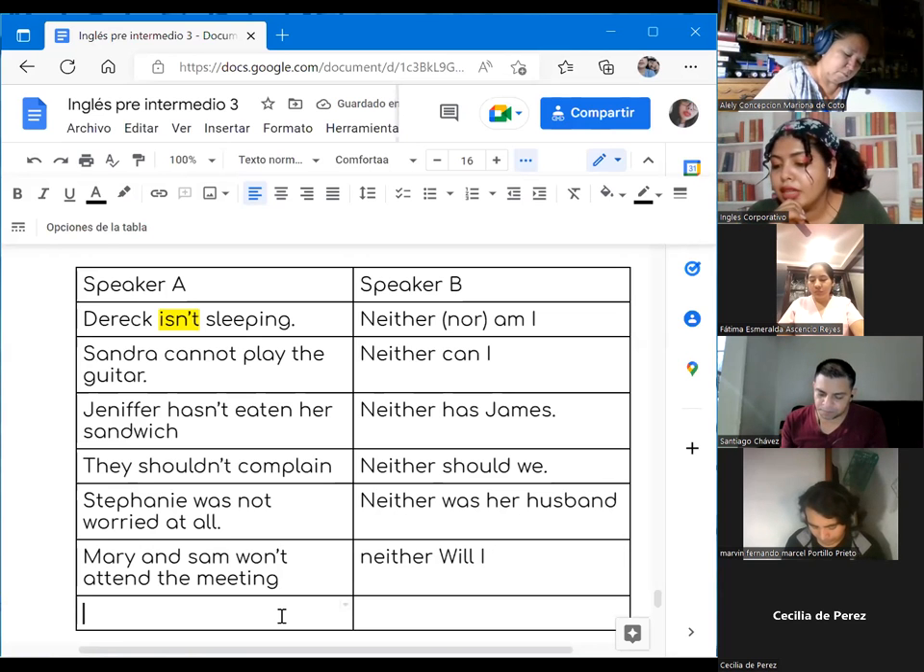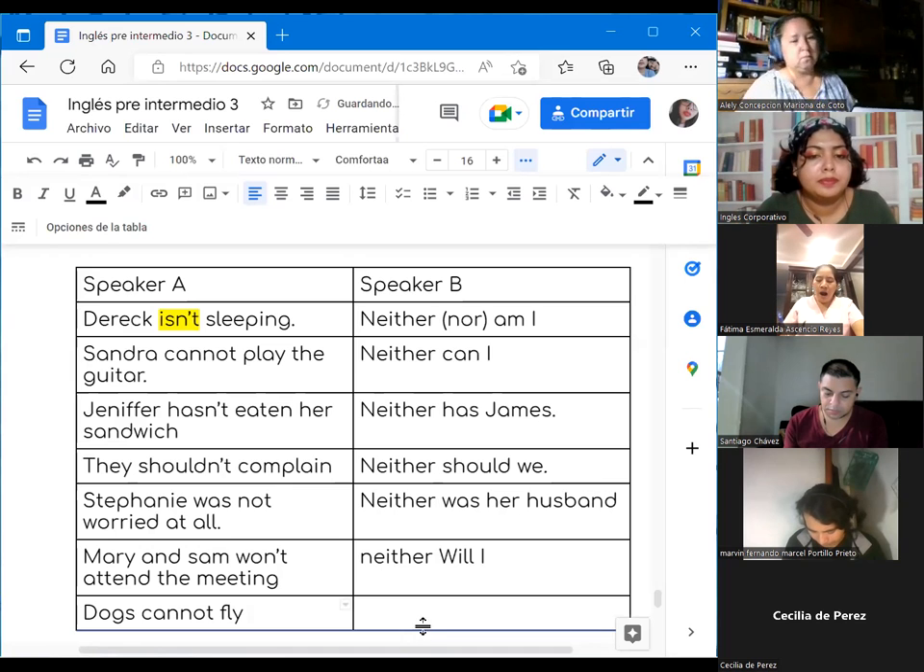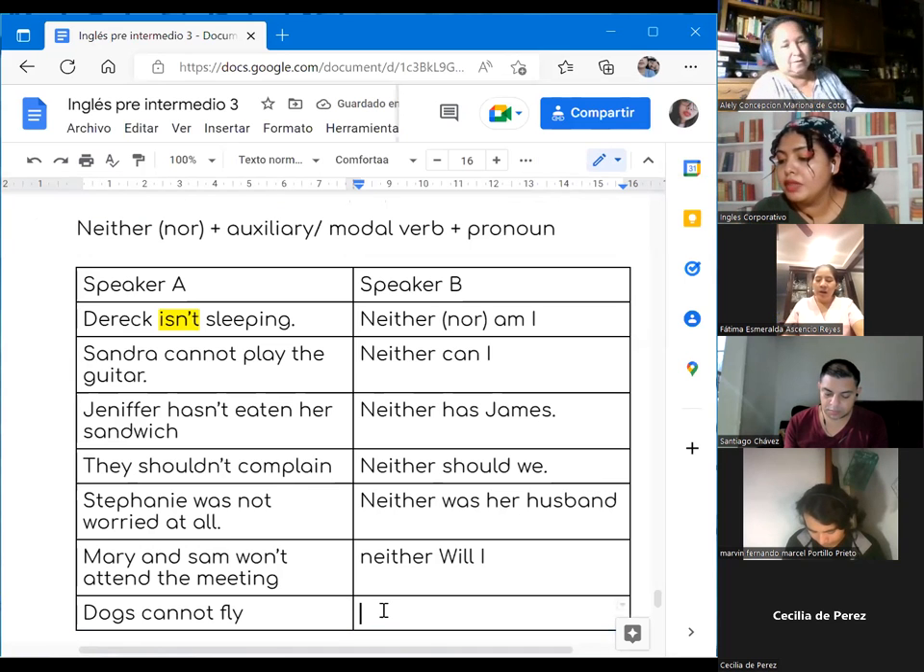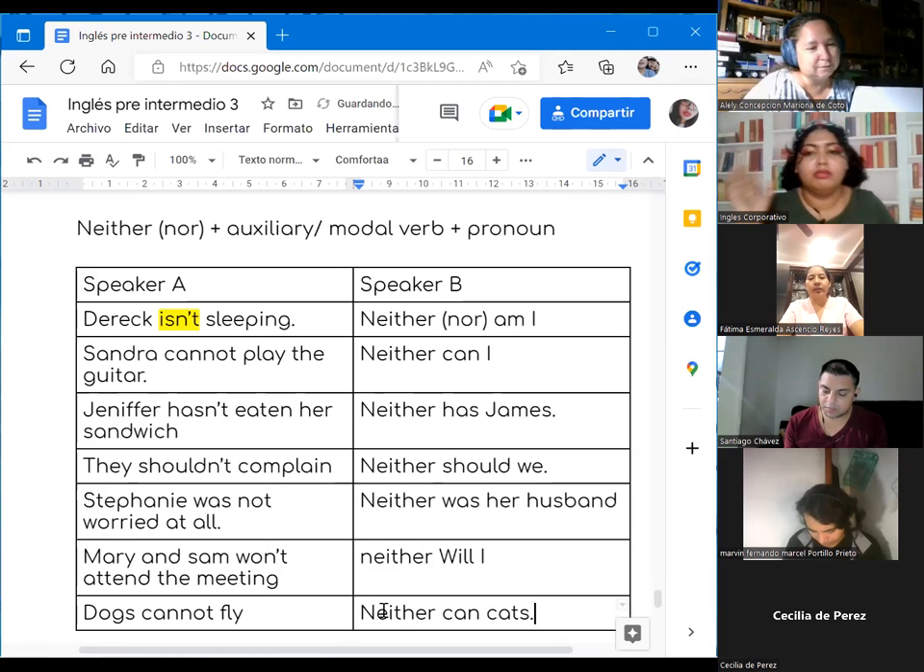And in the last one, dogs cannot fly. That's really funny. Dogs cannot fly. Los perros no pueden volar. And we have the answer. Neither can cats. Los gatos tampoco.